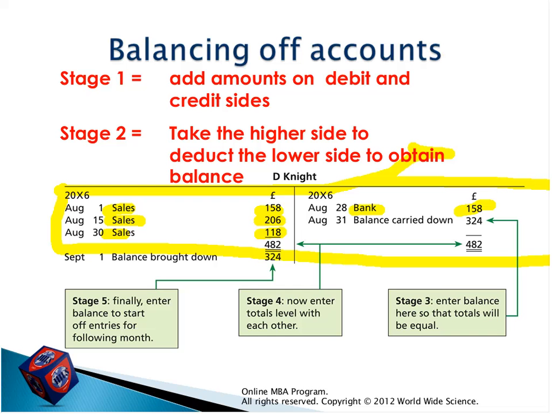So we have four kinds of transactions. You see, the bank, which is 158 pounds, and three kinds of sales. We have got the income from our businesses. You see, 158, 206, and 118. Now after that, we put those transactions on the right side. We have to calculate the total amount.